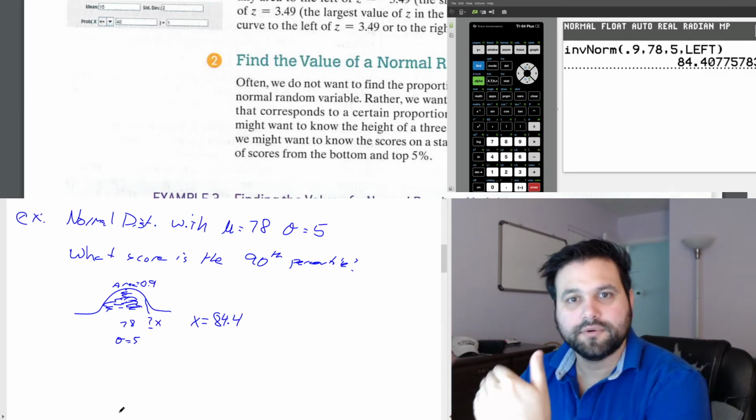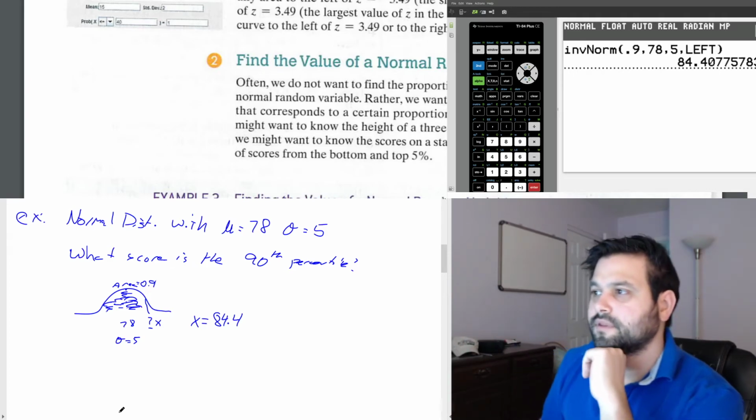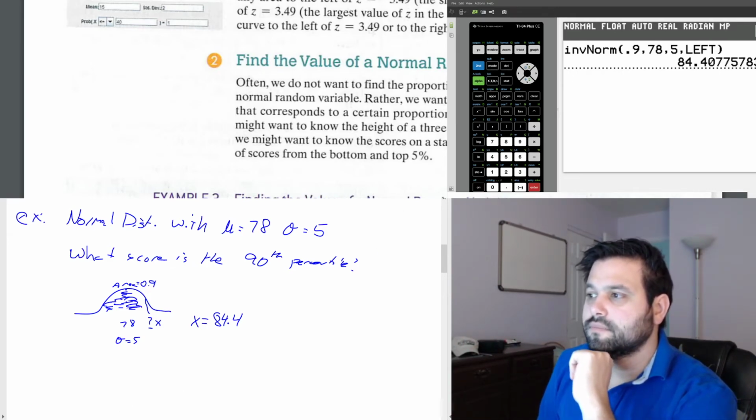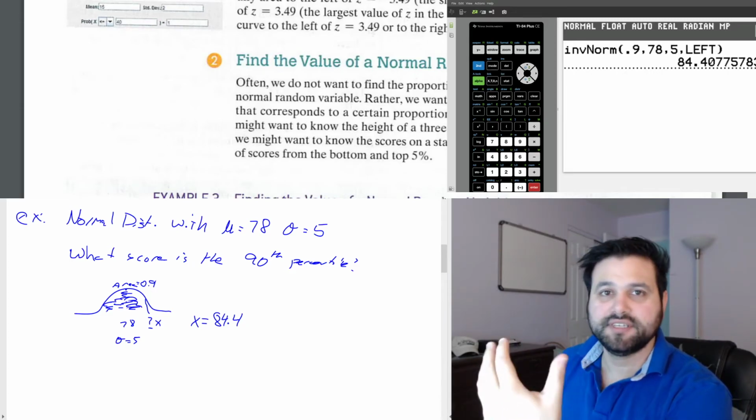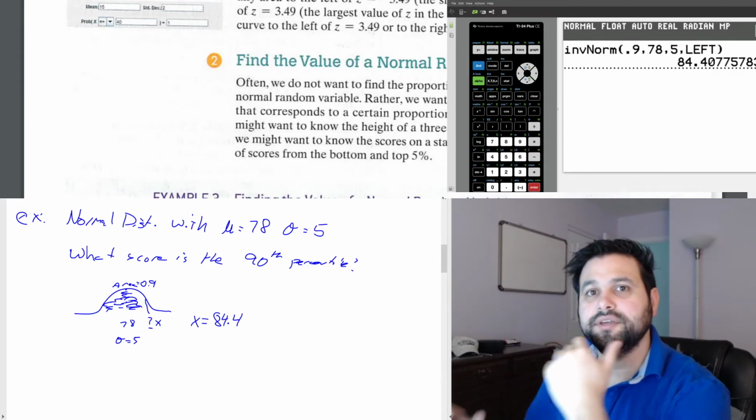So that's working backwards. That's finding a score given a percentage or given a percentile, okay? And that's going to be really with that plus normal CDF, that is the normal distribution. That's like the main stuff we use.